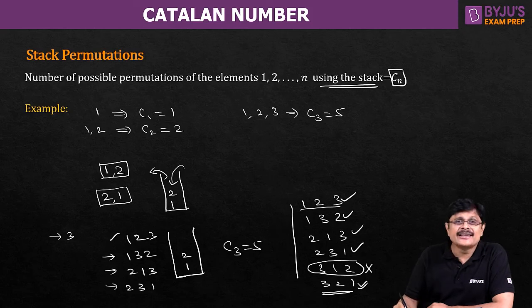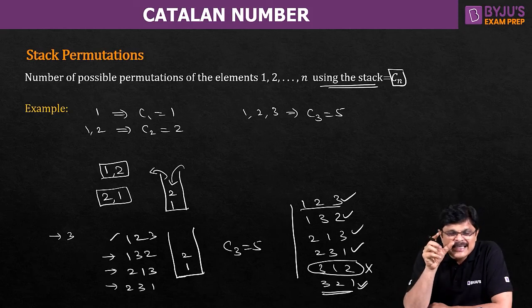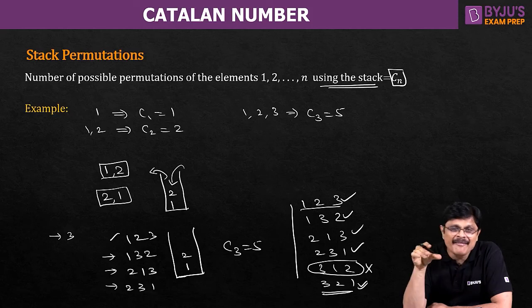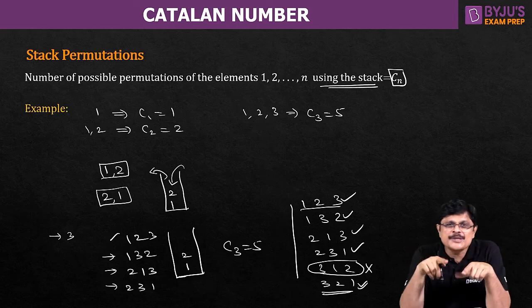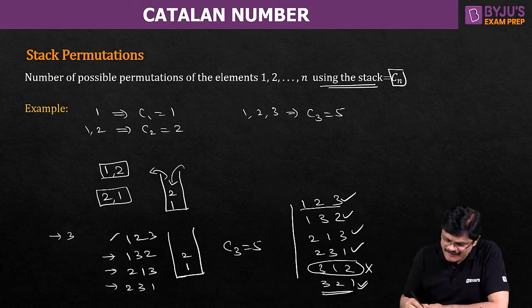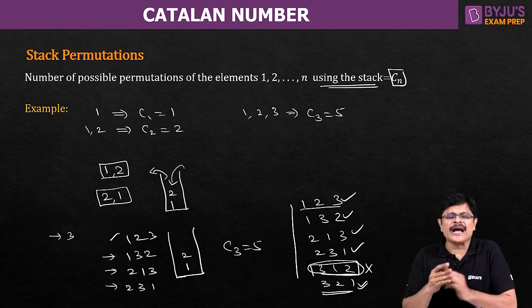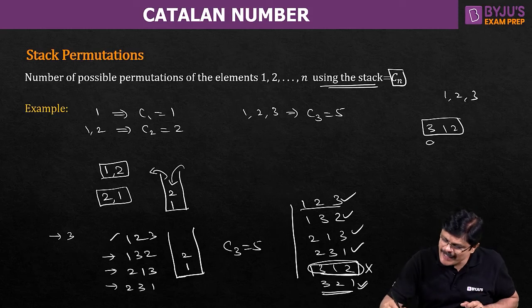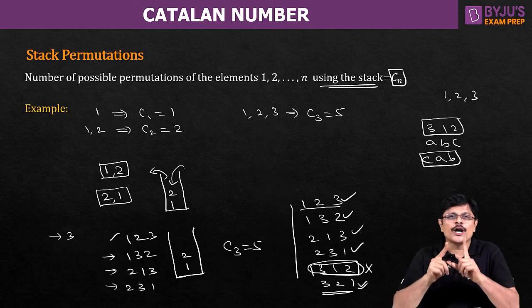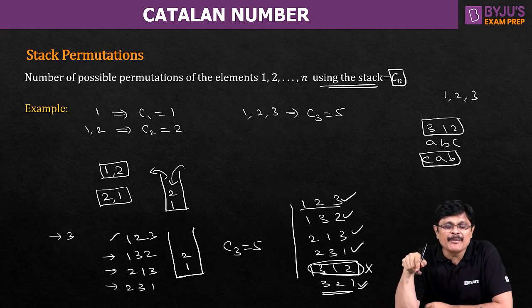To identify whether a given permutation is a possible stack permutation or not, we use this 3, 1, 2 pattern, my dear friends. Whenever you are having 1, 2, 3 as the numbers, if you want to get 3, 1, 2, it is never possible. Suppose I am having A, B, C, then C, A, B is not possible using stack. We call it a non-stackable permutation. Am I clear? Please remember this.